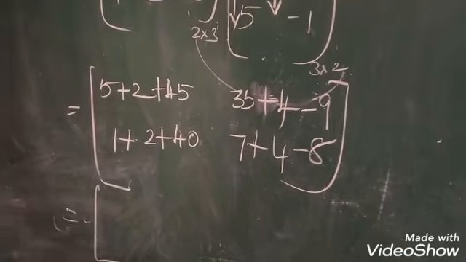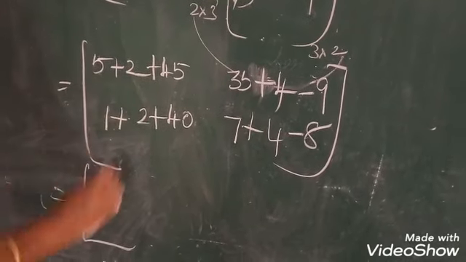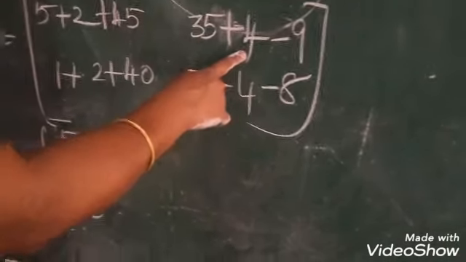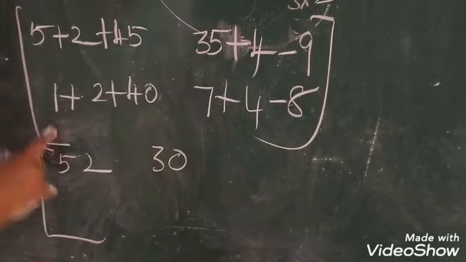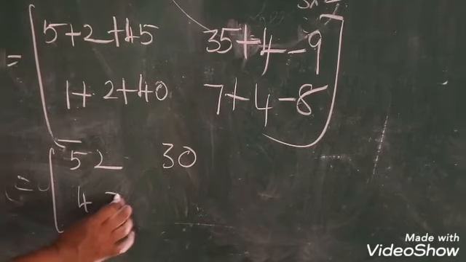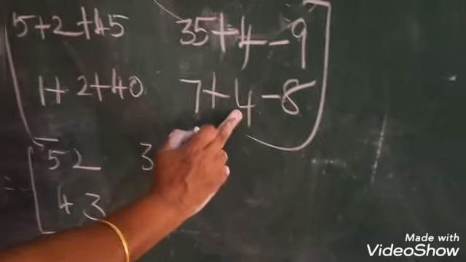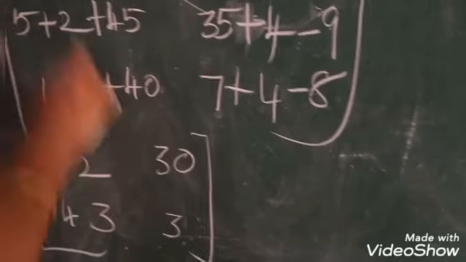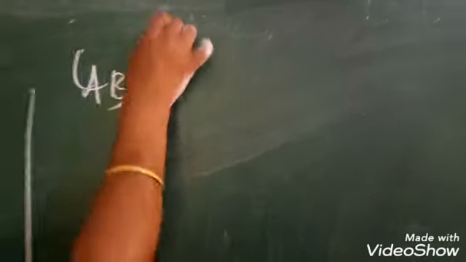Now you have to simplify, girls. 5 plus 2, yes, 7; 7 plus 45, how much? 52. Okay, girls? 52. Then here, 39 minus 9. What is the answer? Yes, 39 minus 9, here 30. Here 7 plus 4, how much? 11. 11 minus 8? Yes, 3. This is the answer, the multiplication of AB. But we want to find the LHS, which is (AB) transpose.